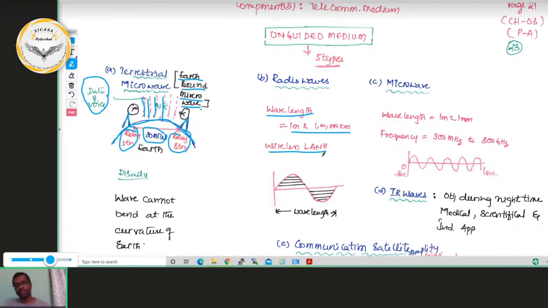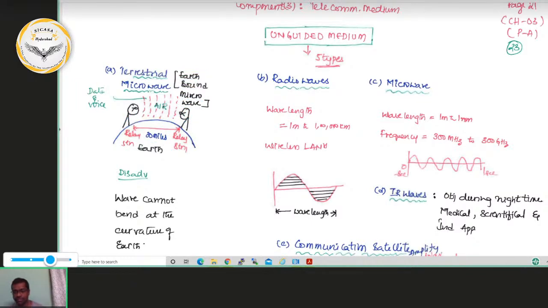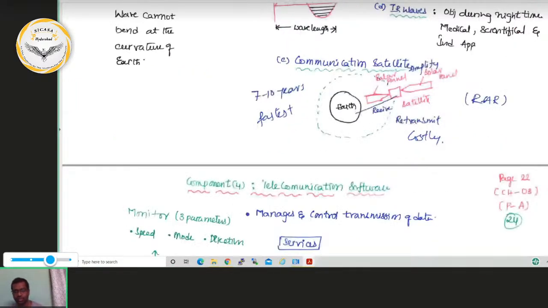Now, what do you mean by microwave? Microwaves have a wavelength of 1 meter to 1 millimeter, and a frequency of 300 gigahertz to 300 megahertz. Again, wavelength is nothing but distance, and frequency is nothing but speed. Next one is called infrared wave. Infrared waves are used for watching objects during the night time. They are used in medical, scientific, and industrial applications.